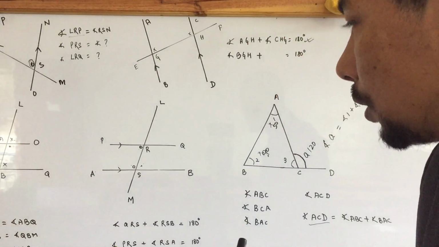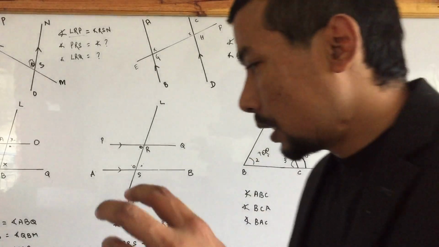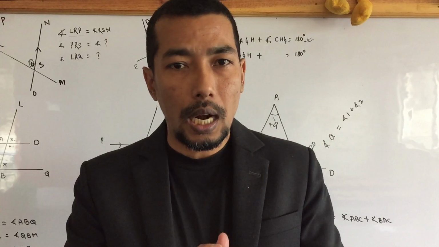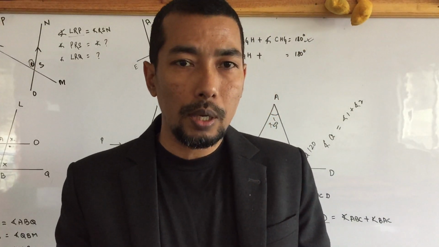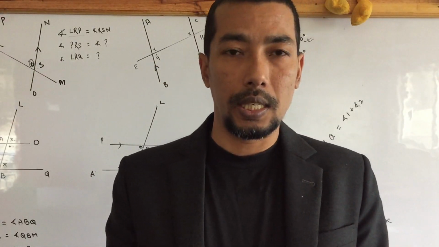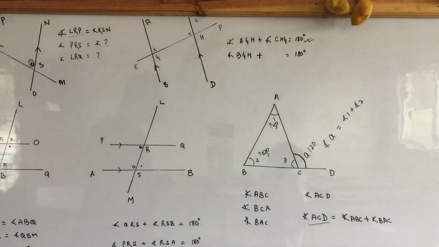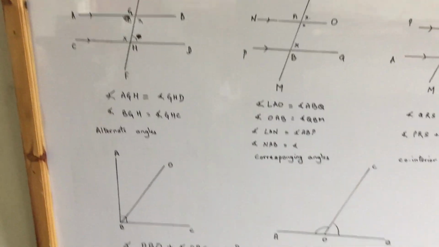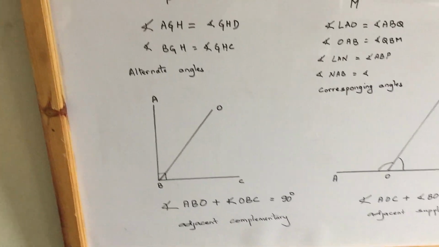Now, I have some figures here. If you remember, adjacent angles: two angles are said to be adjacent if they have a common arm and a common vertex. And let's recall complementary angles: two angles are said to be complementary if their sum is 90 degrees. Now we will mix complementary and adjacent. When we mix complementary angle and adjacent angle, this is what you are going to get.